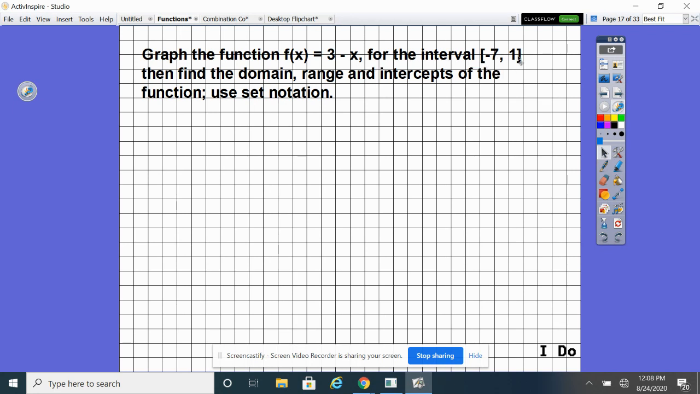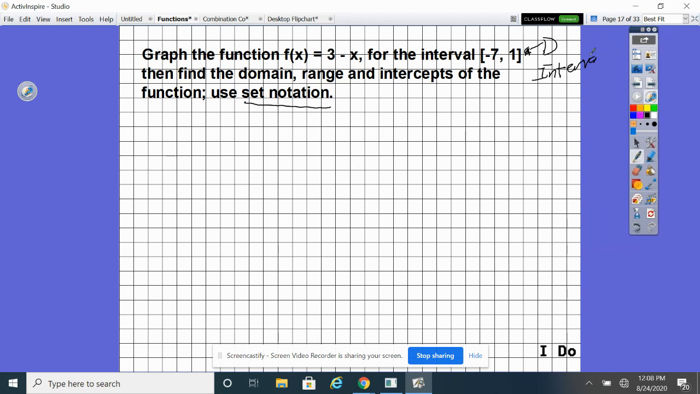So this is an interval notation. This means this is our domain. So I'll just write a D so I remember those are my x values. Then find the domain and range and intercepts of the function using set notation. So this is the domain in interval notation. They're asking for it in set notation.